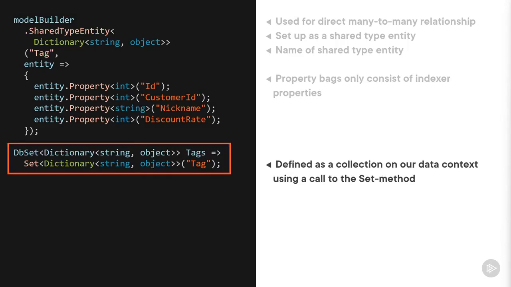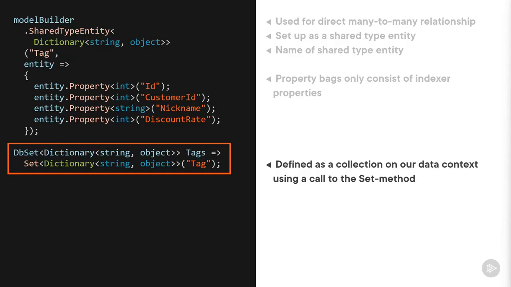The last bit of code that we see here sets up a collection that we can use to access the contents of the Tags table. This collection will be defined on the database context class, and we create it by using a call to the Set method, where we pass in the generic type parameter as a dictionary of string and object, and we pass in the value Tag for the name of the shared type entity that we want to be able to query.